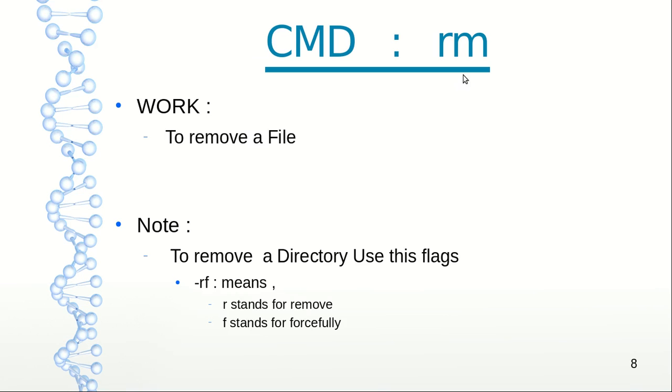This is the rm command to remove a file. You can remove a file with the rm command. But what if you want to remove a directory with this rf option? I provided one note. This is a very serious note, friend. If you run this command carelessly, all the content of your laptop is going to be removed. To remove a directory, use this flag -rf. What is the meaning of this? R stands for recursive removal and F stands for forcefully.